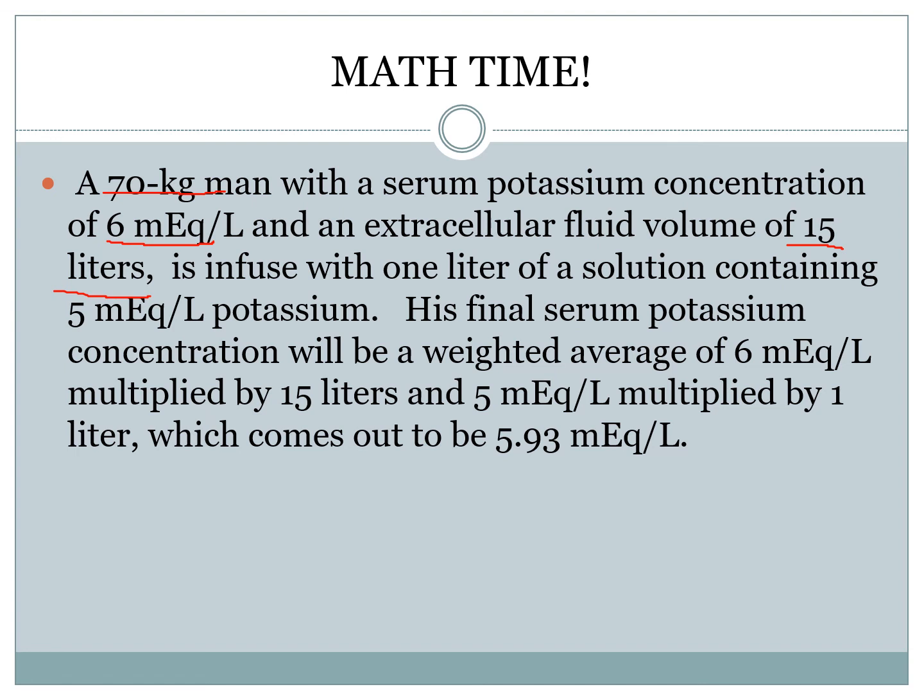And they're infused with a 1 litre solution containing 5 milliequivalents of potassium. Their final serum potassium concentration, once everything is balanced out, because remember that's what the body does, would be an equation of 6 multiplied by 15 plus 5 multiplied by 1, divided by the overall circulating volume, which gives you 5.93 milliequivalents. Okay, so as you can see, it's dropped from 6 to 5.93. So no, it's not a treatment for hyperkalemia in this case. Okay, but it proves that it is safe. You are not going to get an increase by infusing Hartmann's.